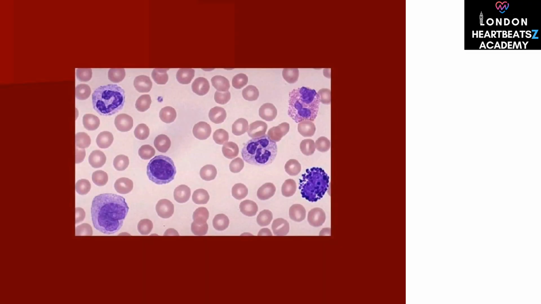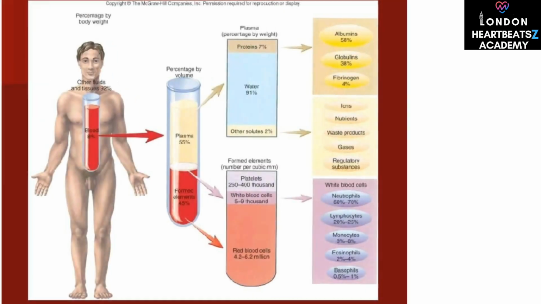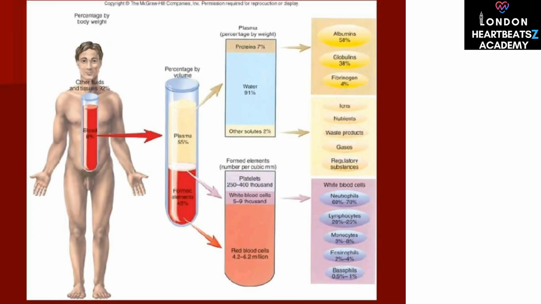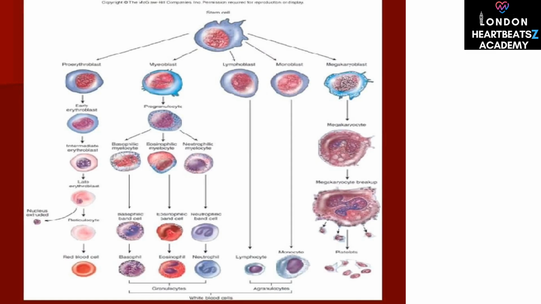Hematopoiesis is the process of blood cell formation, which occurs primarily in the red bone marrow, originating from hematopoietic stem cells. Erythropoiesis is the formation of red blood cells. It requires iron, vitamin B12, folic acid, and protein, and is regulated by the hormone erythropoietin. This image illustrates the process of hematopoiesis, showing the differentiation of hematopoietic stem cells into various types of mature blood cells.